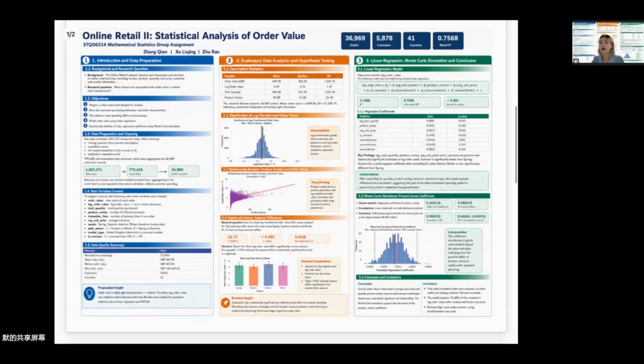In summary, my main contribution was to transform the raw online retail data into a clean order level dataset. This gives our group a consistent foundation for the rest of the statistical analysis.